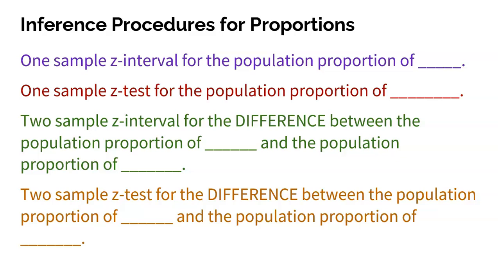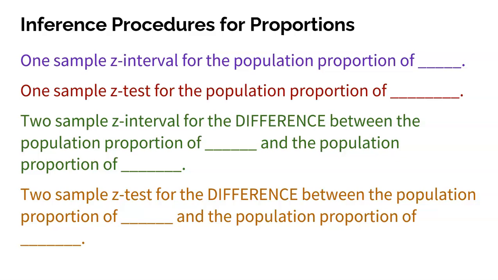Now with a test, you have an assumed P. You think you know what the truth is, but you claim that maybe it's higher, maybe it's lower, or maybe it's just flat out something different. And then you're going to actually conduct a test to figure out if that claim or that alternative is true or not.